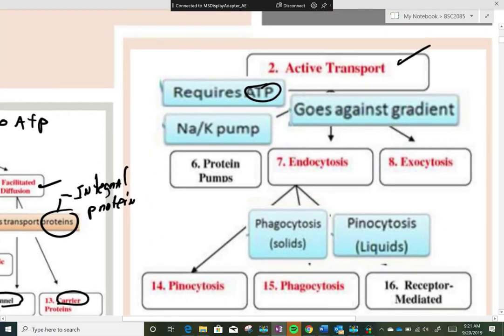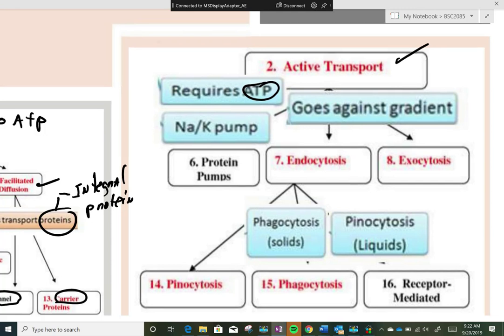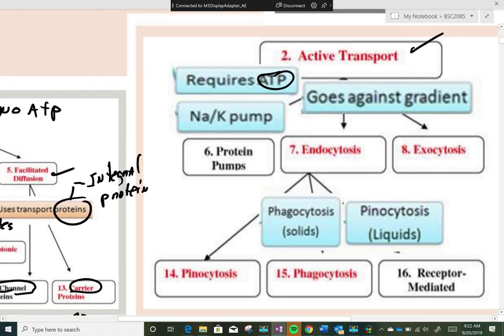The next one will be active transport. The most common feature of active transport, again, is that it uses ATP. The number one example of active transport will be what? It will be your sodium-potassium pump. The sodium and potassium pump, and by the way, these are both positive. The sodium-potassium pump pumps sodium and potassium in and out across the membrane.